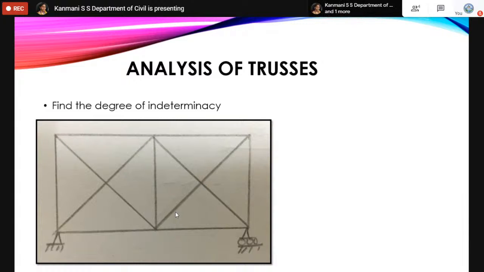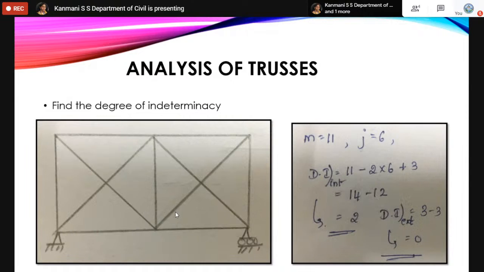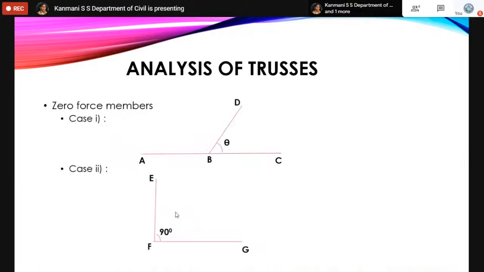So it will become 11 minus 2 into 6 plus 3. So 11 minus 9... 14 minus 12 is 2. And it is statically, internally indeterminate. It is a redundant member. It is a redundant truss, we say. So degree of external indeterminacy, if you see, it is 3 reactions minus 3 equations of equilibrium. So it is 0. So total indeterminacy is internal indeterminacy plus external indeterminacy, which works out to be 2. So it is a redundant truss.